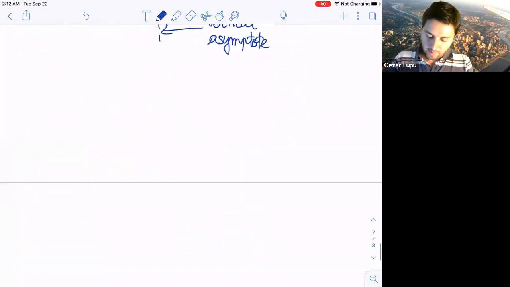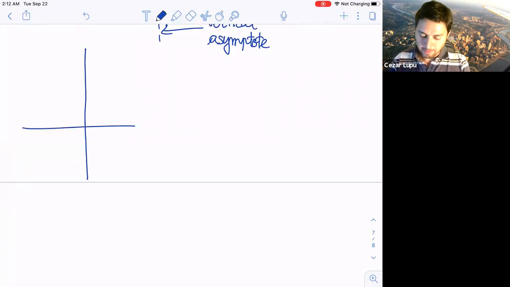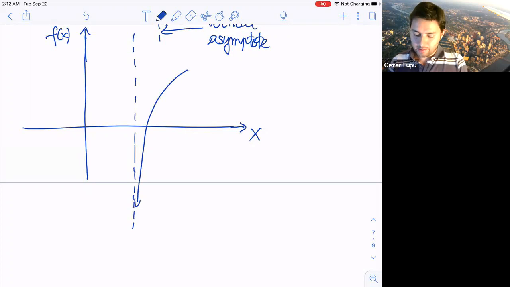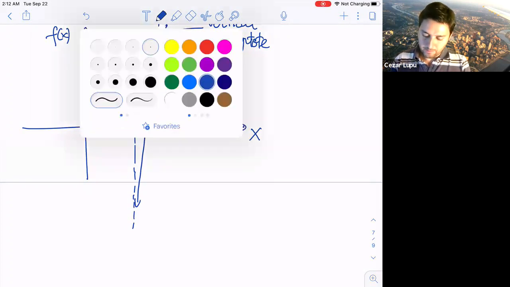And now for the second case, we have the following picture. Let's draw here. And again, we have this vertical asymptote, let's say here. So this is, again, x equals c. And let's say I have a function that goes like this. Right? And let's say I have another one that goes like this.